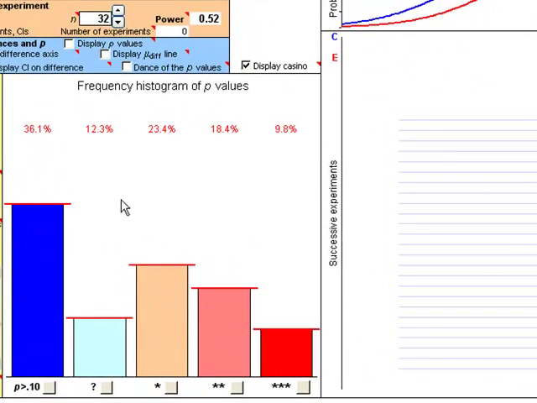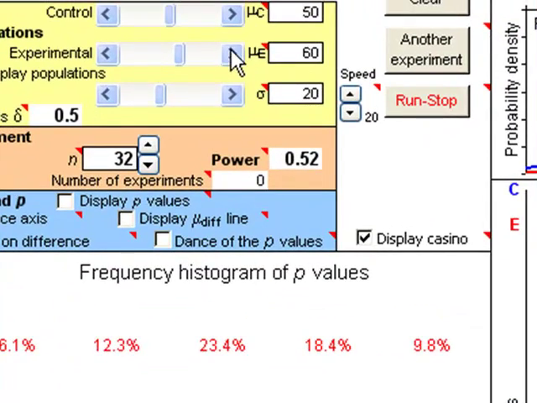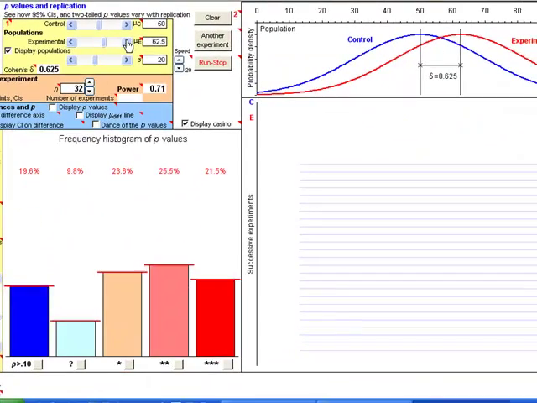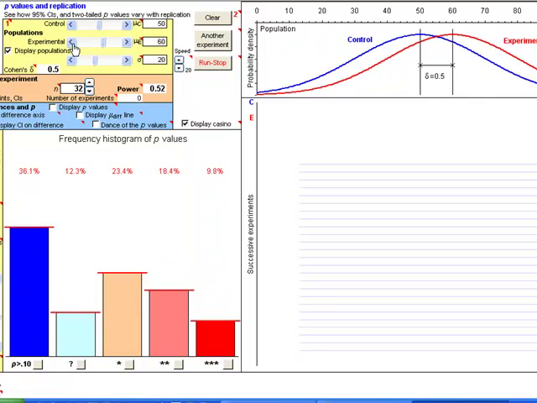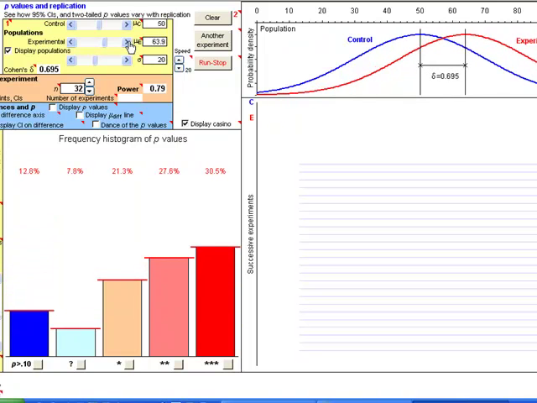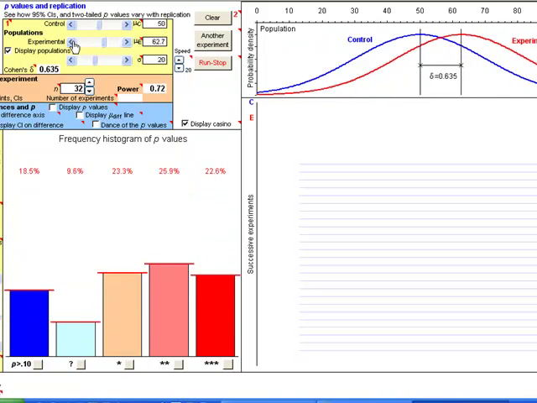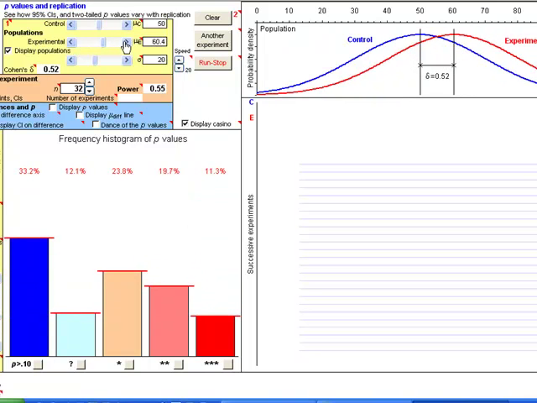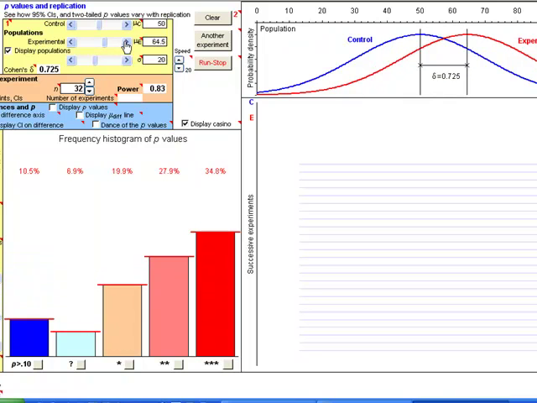Here's the histogram for power 0.52. Change the population effect size delta and see separation between the distributions, power, and histogram all changing. This ESCI simulation lets you play around with features of your experiment and see how the distribution of p changes. In just about every realistic case, p-values show dramatic variability.